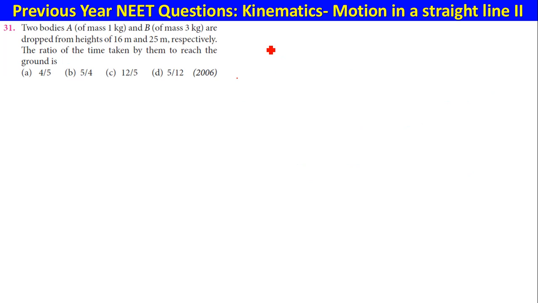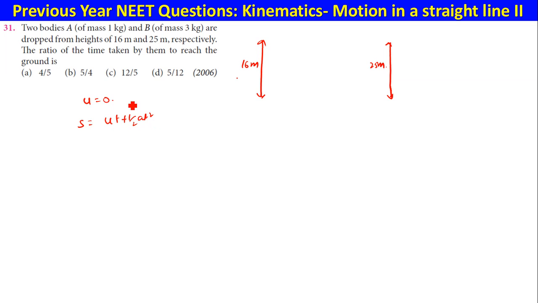Okay, so a body is actually thrown from a height of 16 meters, very good. And now another body is thrown from the height of 25 meters. Okay, now the ratio of time taken by them to reach the ground. Generally you are dropping them, that means initially u is equal to 0, then you can apply s is equal to ut plus half at square.